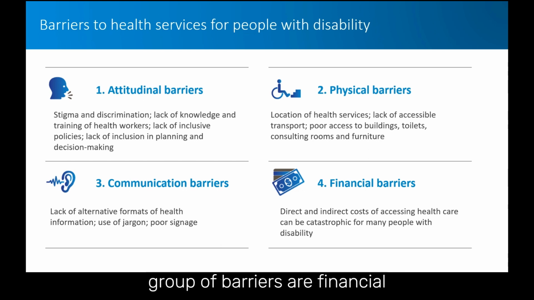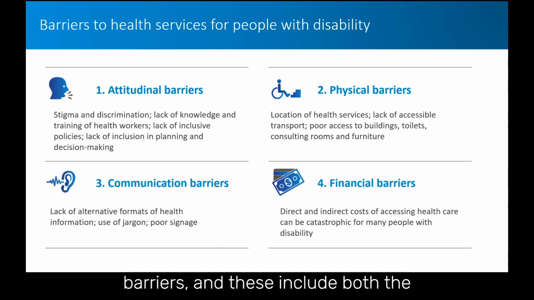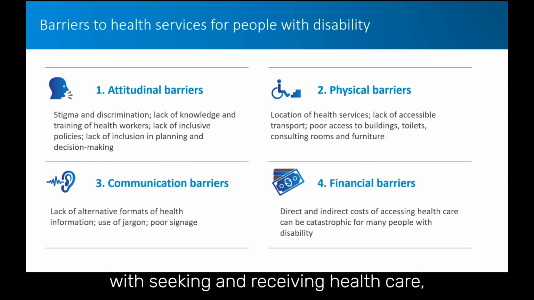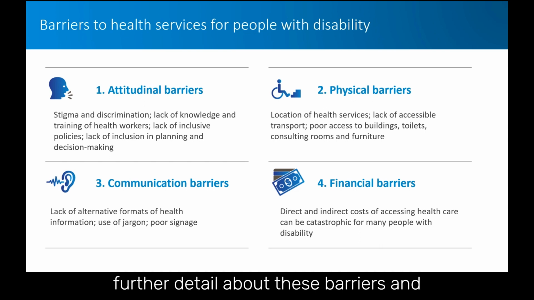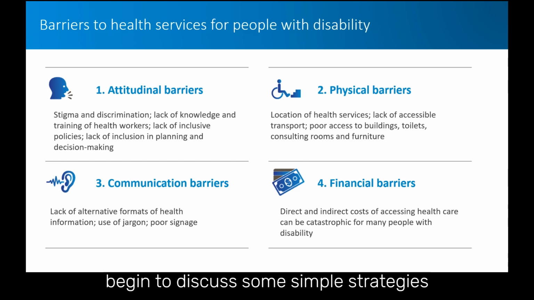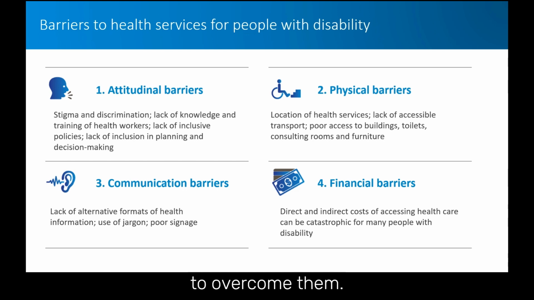And the fourth group of barriers are financial barriers, and these include both the direct and indirect costs associated with seeking and receiving healthcare, which many people with disability find catastrophic. In modules 2 to 4 of the toolkit, we will go into further detail about these barriers and begin to discuss some simple strategies to overcome them.